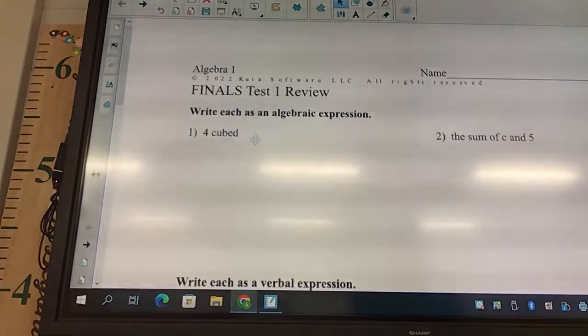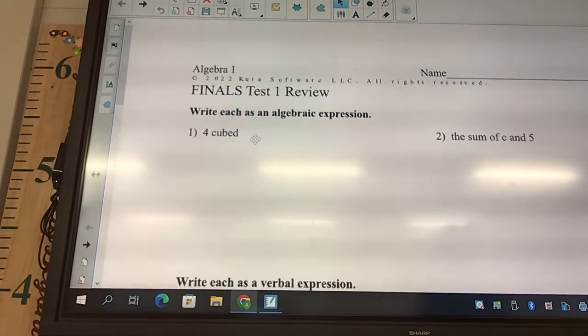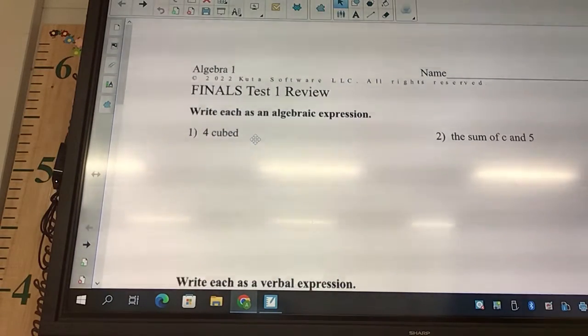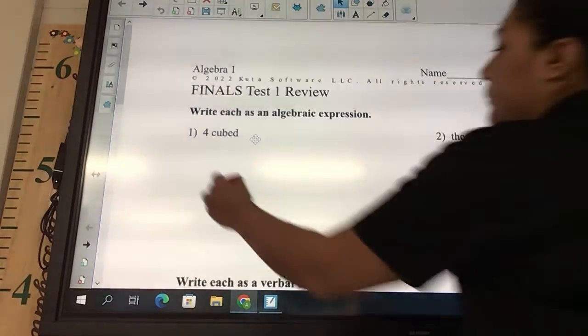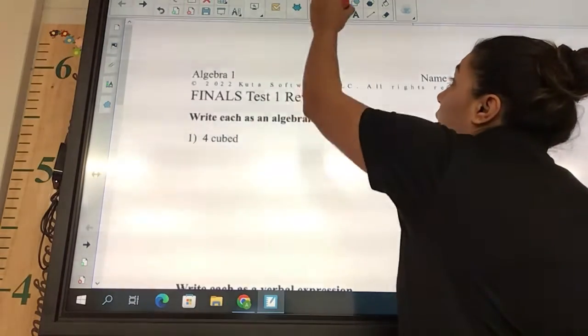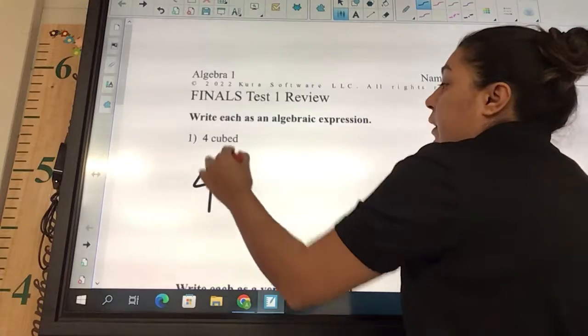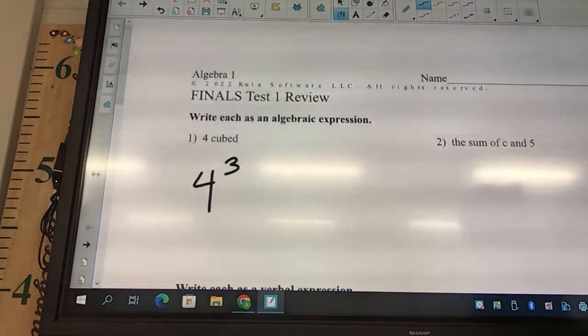Write it out, not solve it. How do you write 4 cubed? 4 to the 3rd power. Okay, so this is how you would say it. Okay?